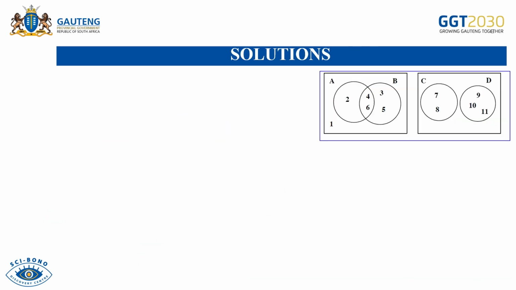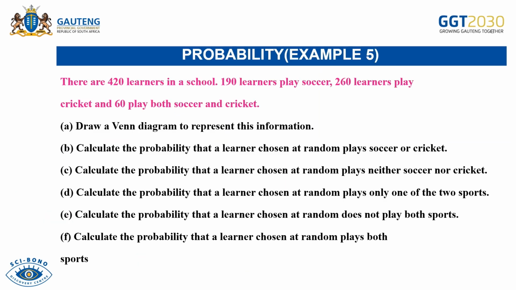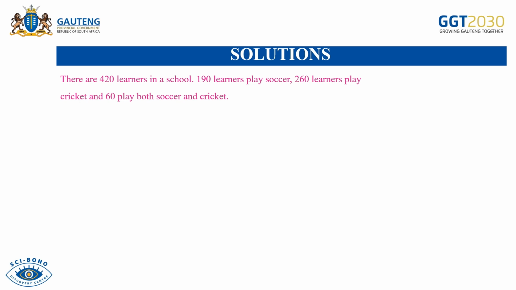Okay, let's move to example number 5. Now you need to know how to represent your information in a Venn diagram. Ne? So in your Venn diagram, you need to know how to represent your information. Let's go through the information. It says there are 420 learners in a school, 190 learners play soccer, 260 learners play cricket, and 60 play both soccer and cricket.